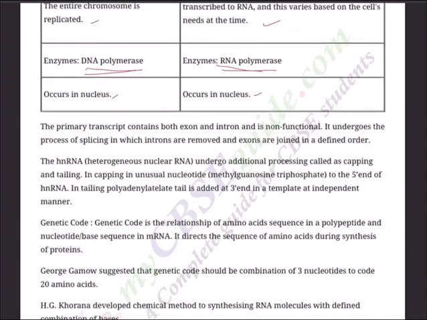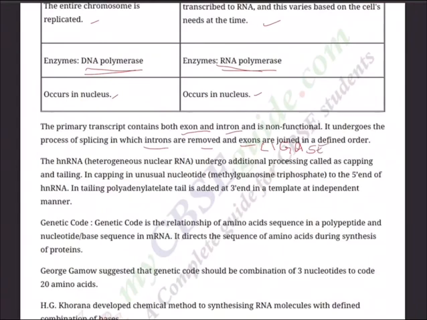So the primary transcript contains both exons and introns and is non-functional. It undergoes the process of splicing, RNA splicing, as we said. Removal of introns is splicing, right? In splicing, introns are removed and exons are joined in a definite order. Who is joining these exons? An enzyme called ligase.